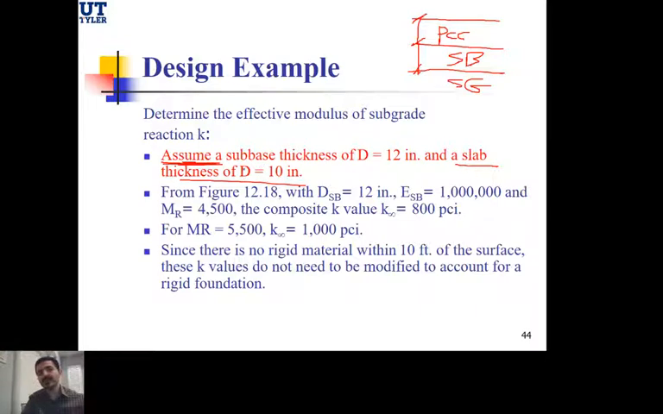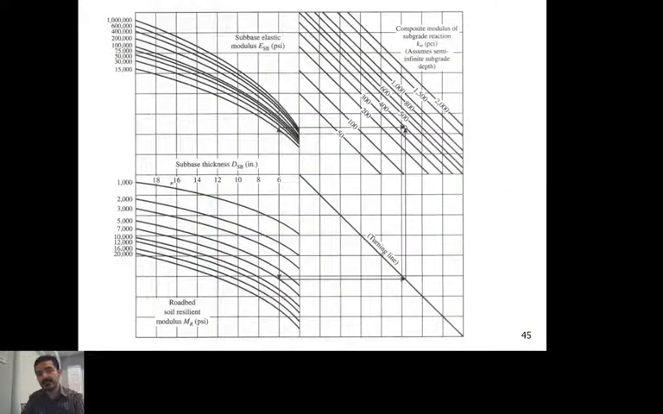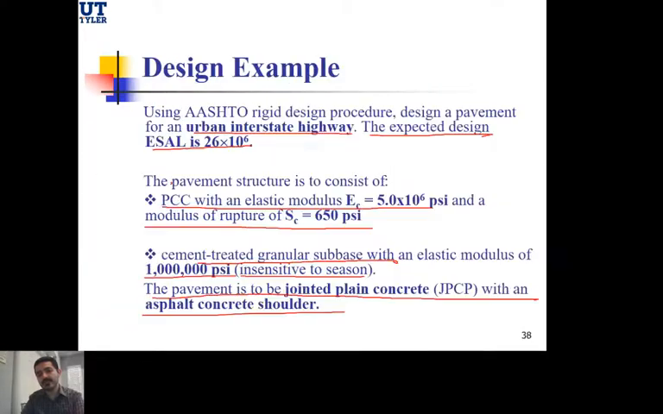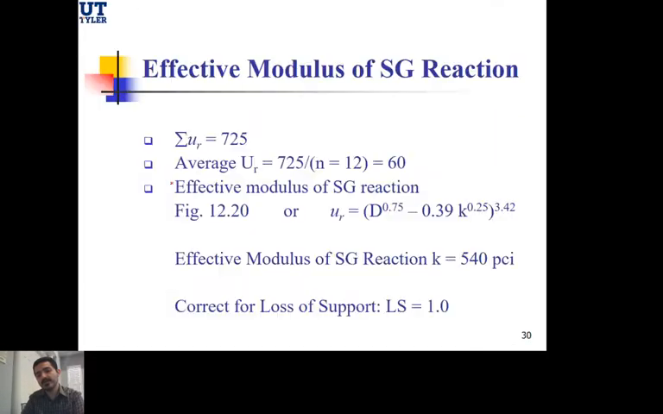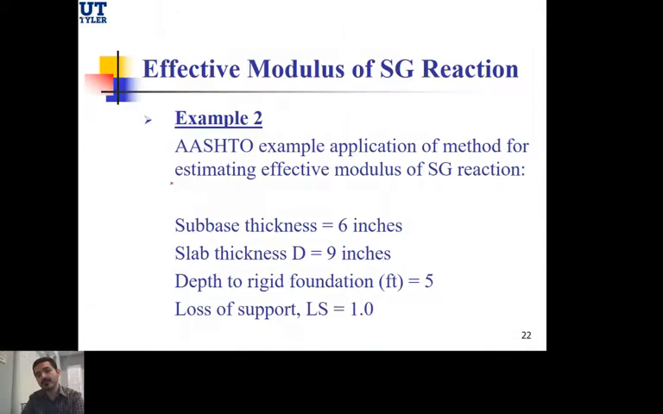So bear with me here, but for now, let's assume that the subbase thickness is 12 inches, and the slab thickness, the PCC thickness, is 10. So I'm going to assume here that this is 10 inches, and here that this is 12 inches. Then now we need to get the composite value for the K. That's why we're going all the way back to what we discussed last time.